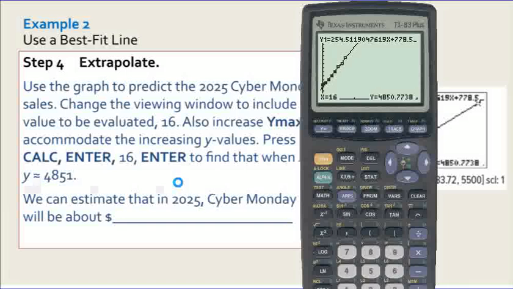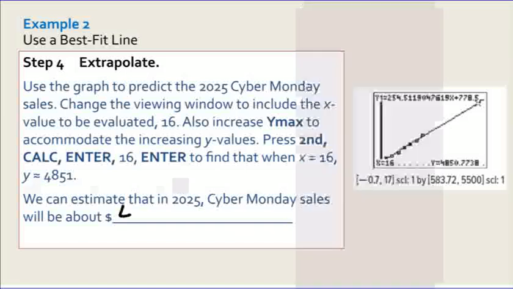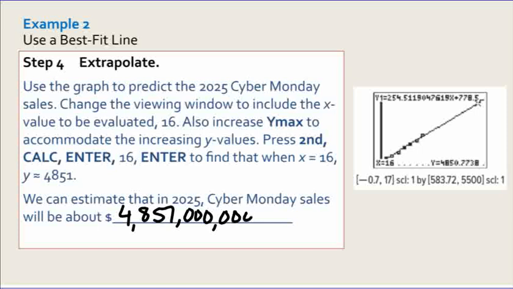But remember, these numbers are in the millions. So this would be 4,851,000,000. So that's how the estimated sales for Cyber Monday would be in that year.